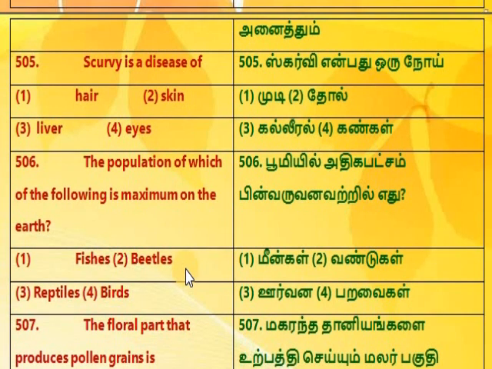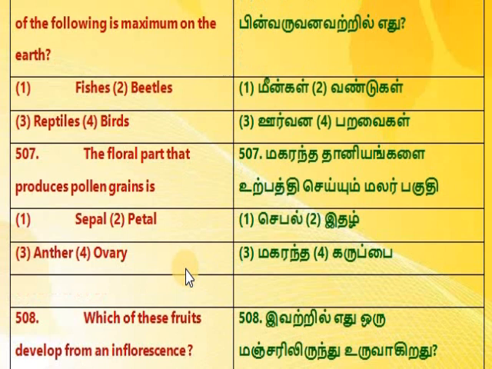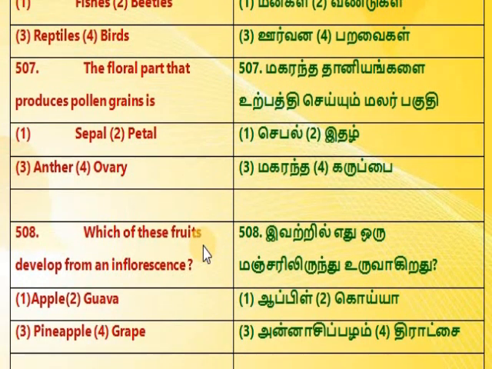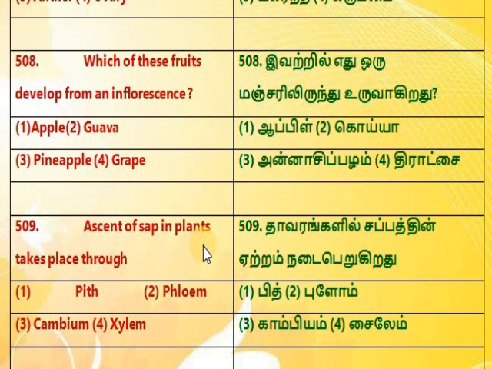505. Scurvy is a disease of: 1. Hair. 2. Skin. 3. Liver. 4. Eyes. 506. The population of which of the following is maximum on the earth? 1. Fishes. 2. Beetles. 3. Reptiles. 4. Birds. 507. The floral part that produces pollen grains is: 1. Sepal. 2. Petal. 3. Anther. 4. Ovary. 508. Which of these fruits develop from an inflorescence? 1. Apple. 2. Guava. 3. Pineapple. 4. Grape.